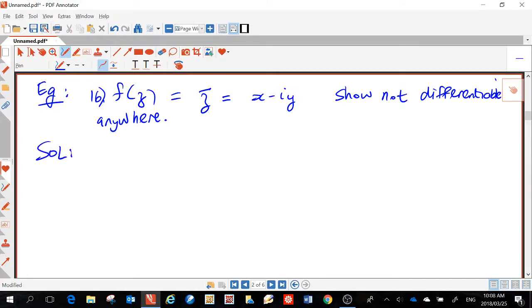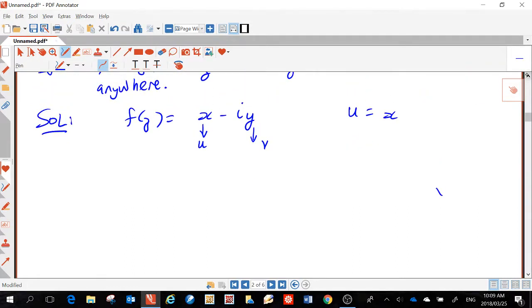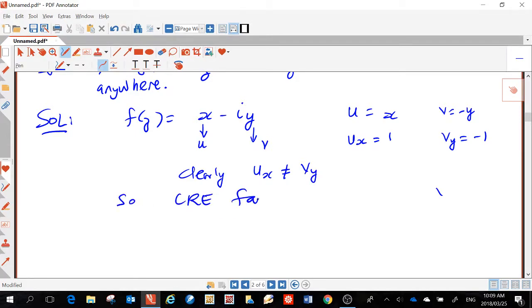So the solution goes like this. f of z equals x minus iy. This can be interpreted with a u and a v. So you could say u is x and v is minus y. So if you do a calculation, ux is equal to 1. vy is equal to minus 1. Clearly, ux is not equal to vy. So the Cauchy-Riemann equation fails. Thus, z bar is not differentiable anywhere.